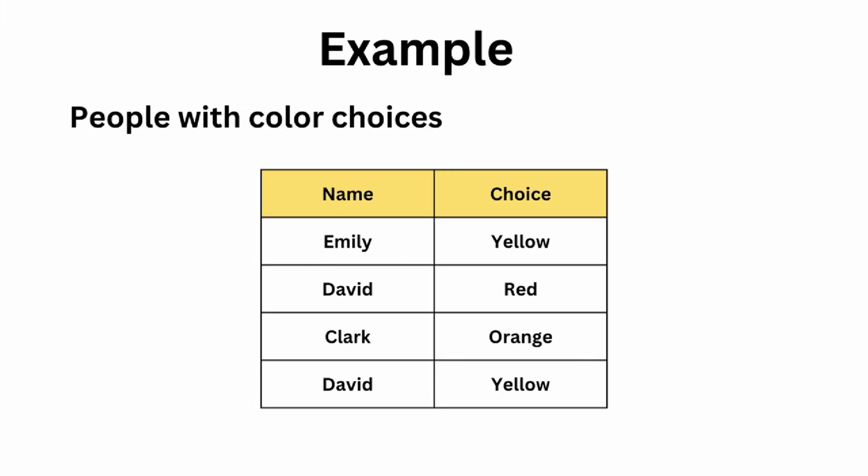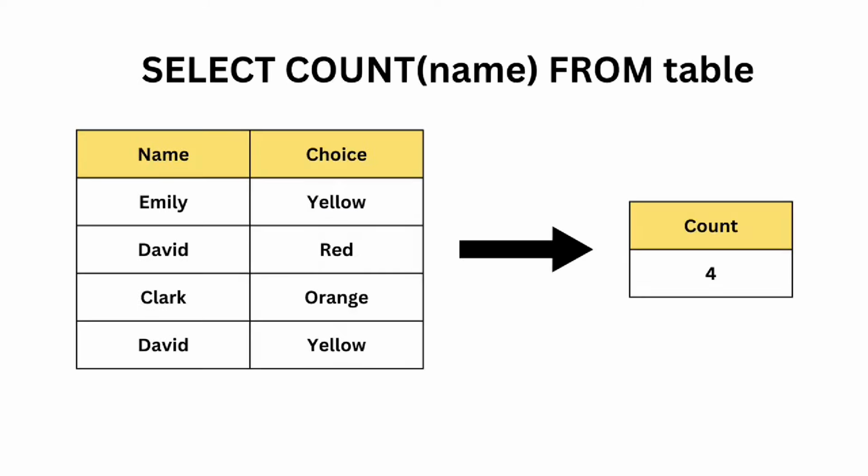Let's see a simple example. Here again we have that table with a couple of names and then their color choice. Let's imagine we called select count name from table. Notice here count does need the parentheses because it's a function acting on something. So it won't work without the parentheses. Keep that in mind.